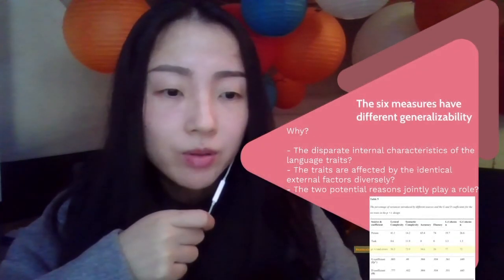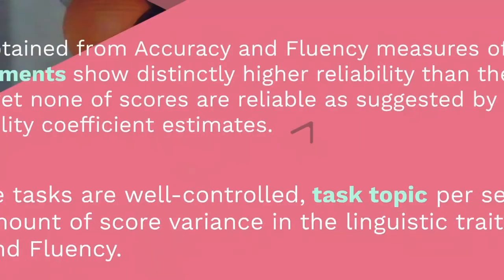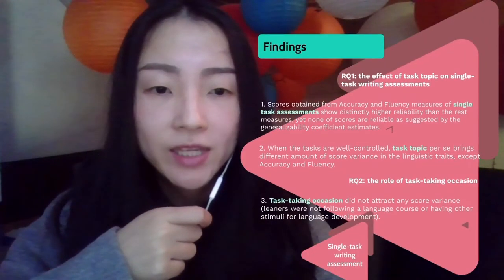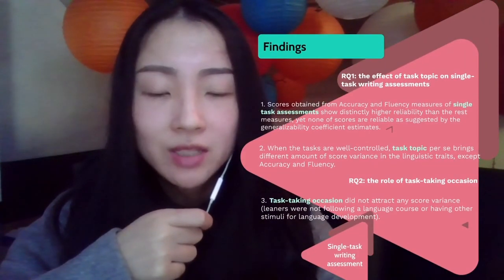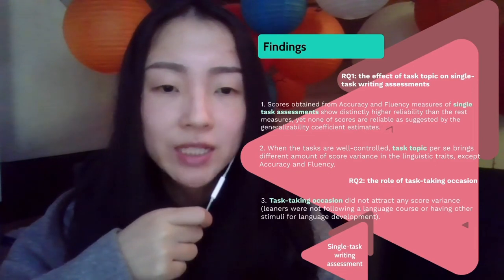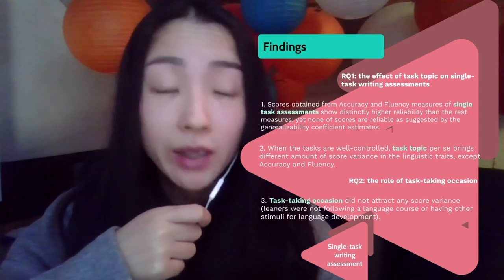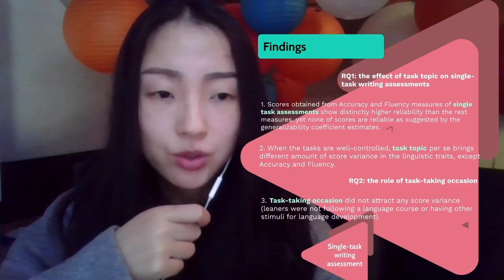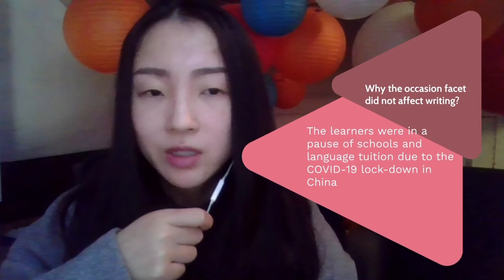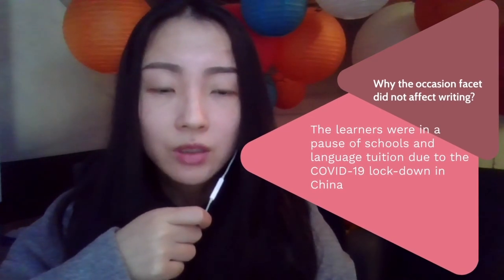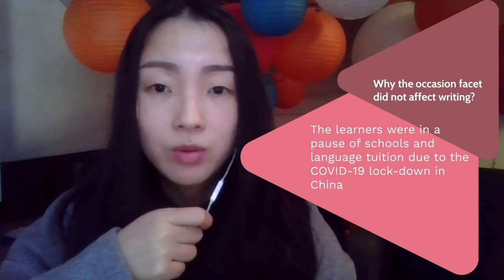Then the next step is to look at the effect of task-taking occasion. As shown by the second set of results, task-taking occasion per se did not attract any score variance in any of the 6 language traits. Why is this the case? Well, we think this has something to do with the experiment setup.